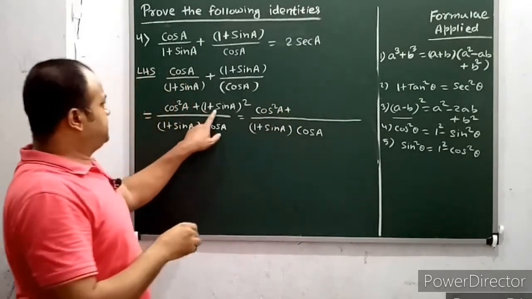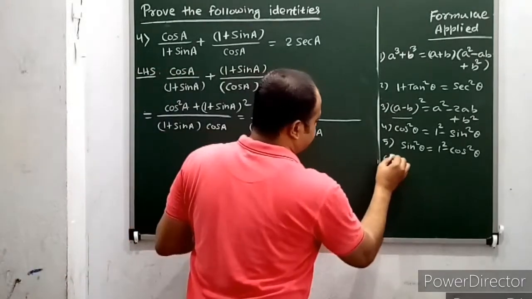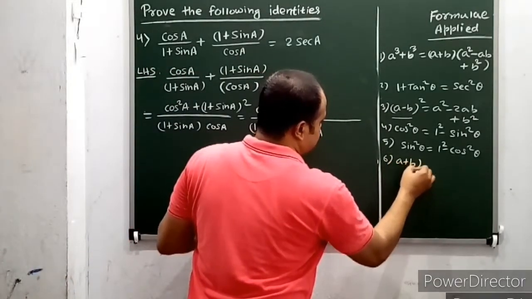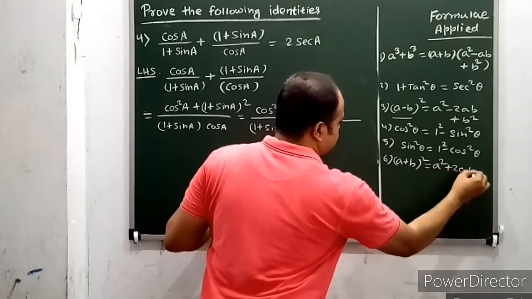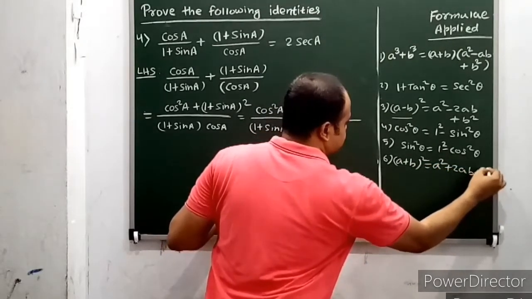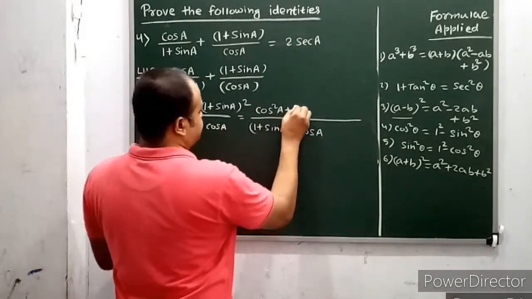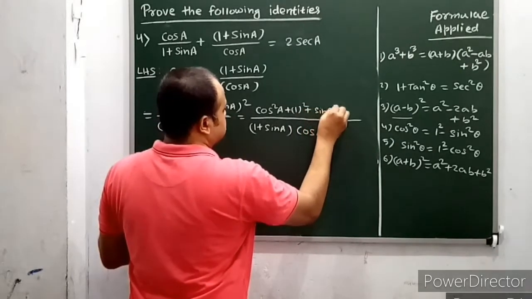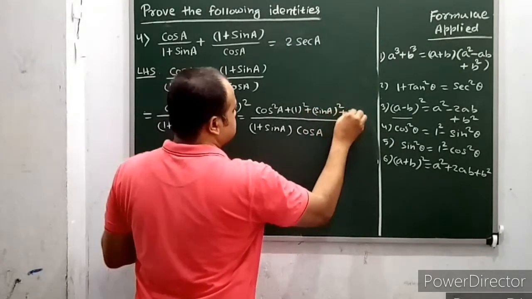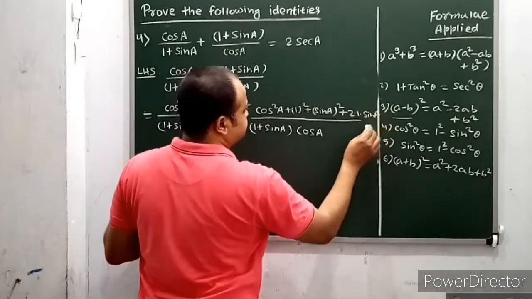Now see here, a plus b whole square. The formula we will be applying here, a plus b whole square, that is a square plus 2ab plus b square. So here this is a and this is b. A square plus b square plus 2ab.